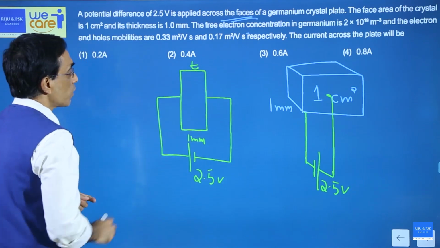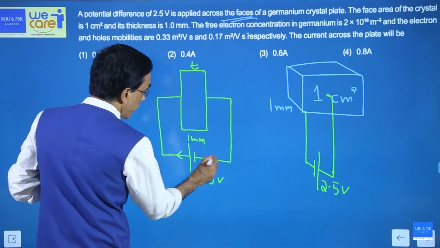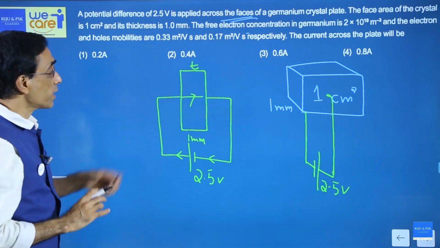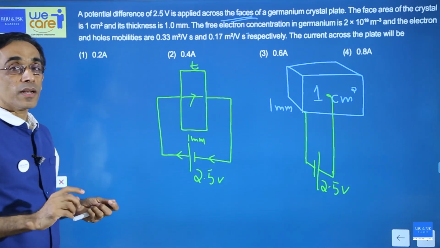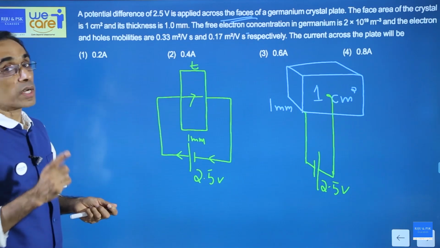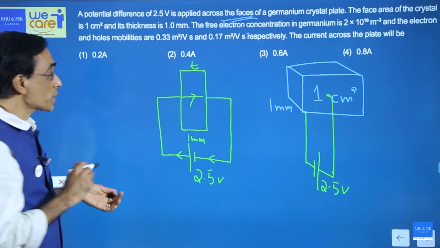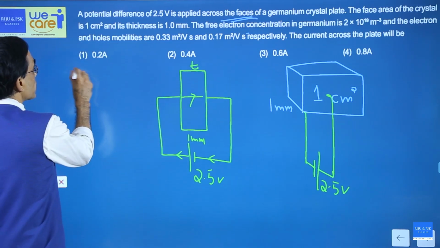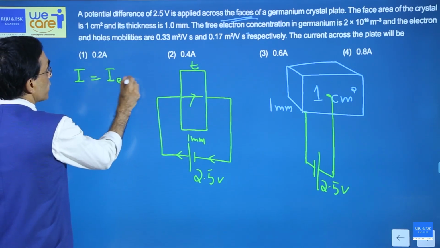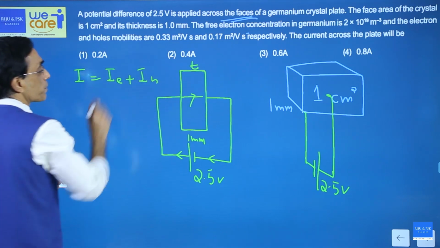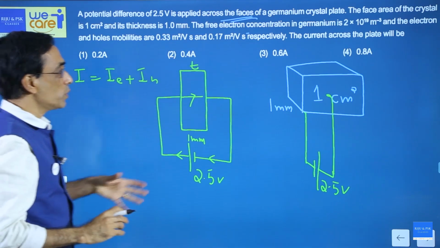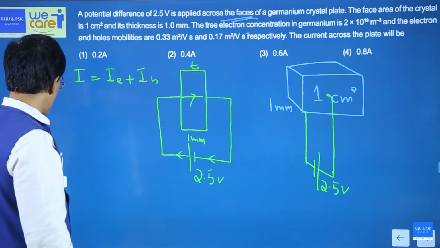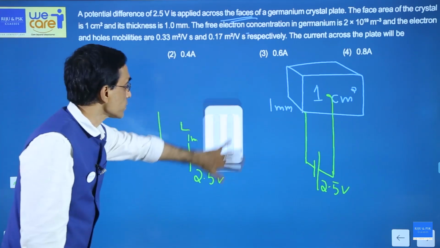Now a current will go from the cell, through the semiconductor, and back to the cell. A semiconductor is not like a metal. There are two types of currents here: one is the electron current, another is the hole current. You studied that both of them will be in the same direction. So the total current here is nothing but the electron current plus the hole current. So I gave you the idea of the connection and the equation required.